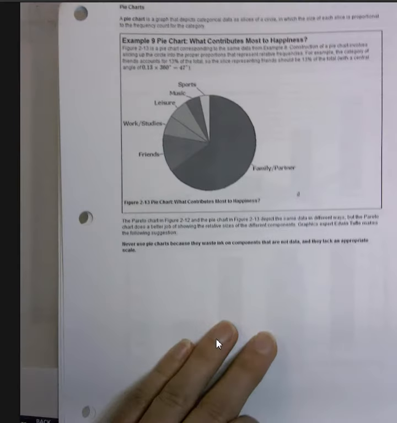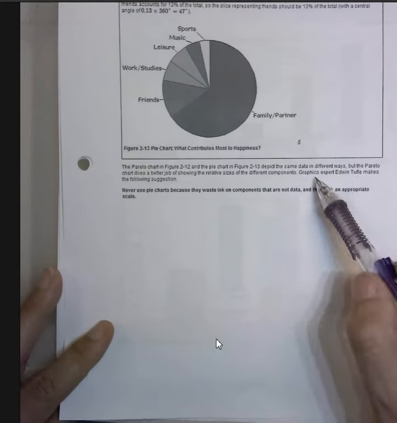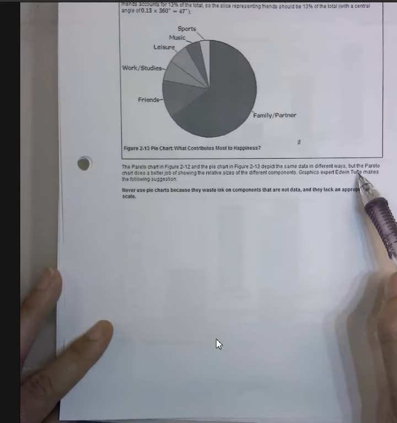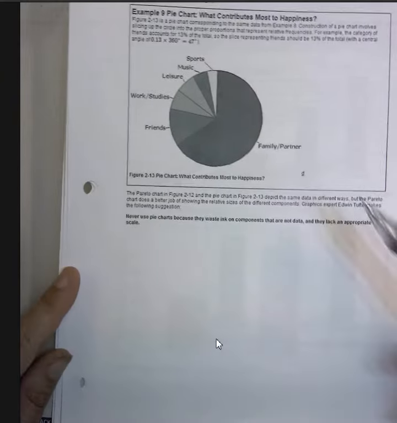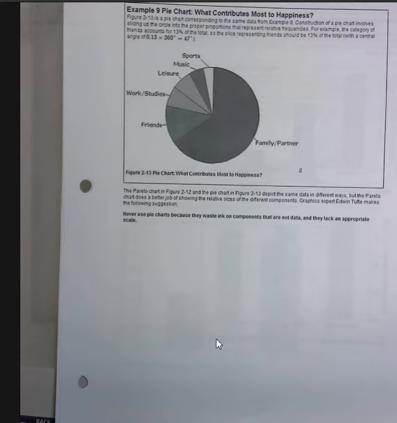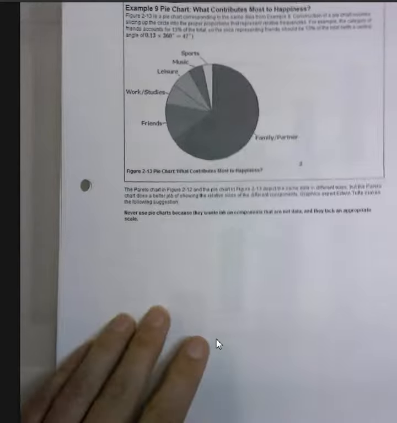So this is the book's suggestion. It says, graphics expert Edwin Tufte makes the following suggestion: never use pie charts because they waste ink on components that are not data, and they lack an appropriate scale. That's just his graphic expert's advice.